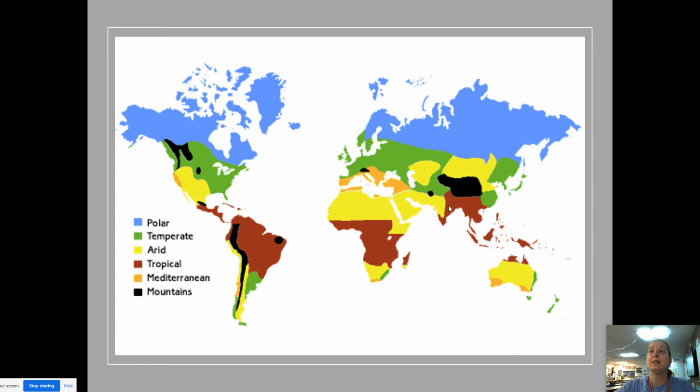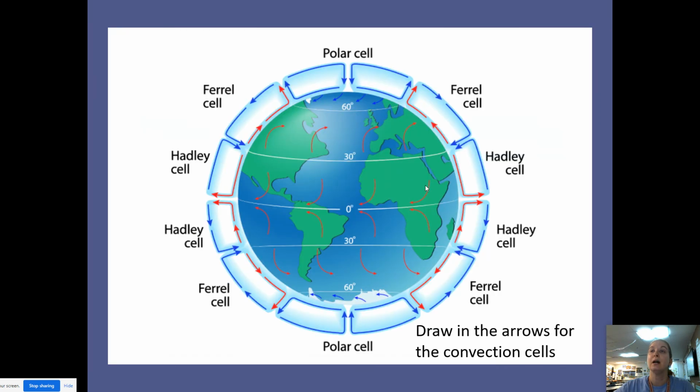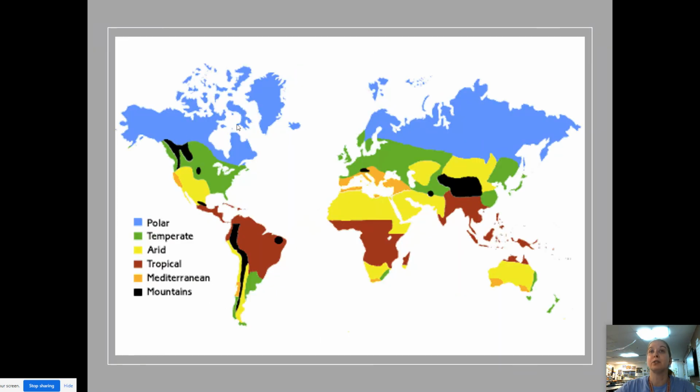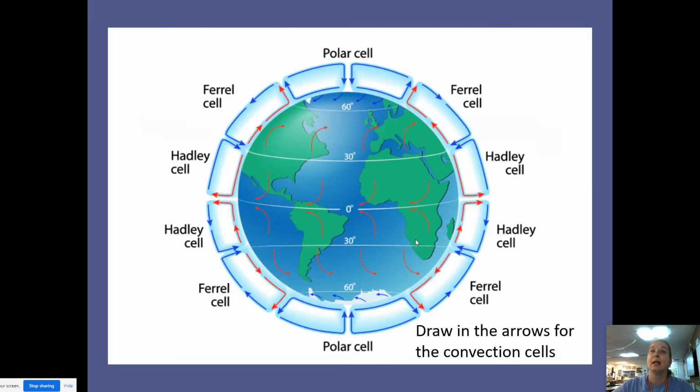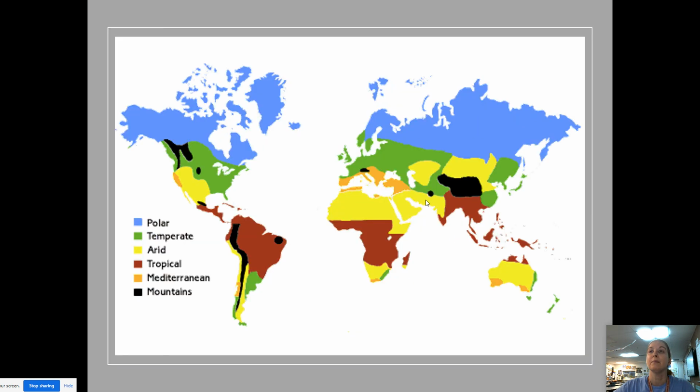You can see that based off of this, this is how the biomes are made up. So you have your polar areas, you have your temperate areas, you have your really dry areas, and then you have your wet areas, your tropical areas. And as the air is rising, it's going to dump that water. And so this is why you have most of your rainforest right around here. And then it's going to come back down and be drier, and that's where you get your deserts. And hey, look, there we are. And then a couple other little areas.